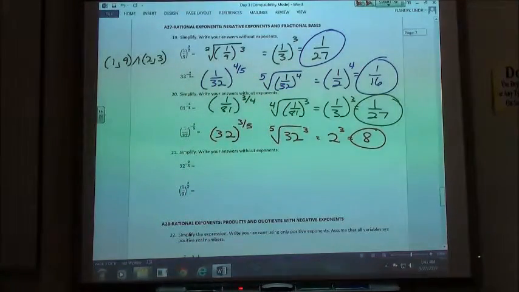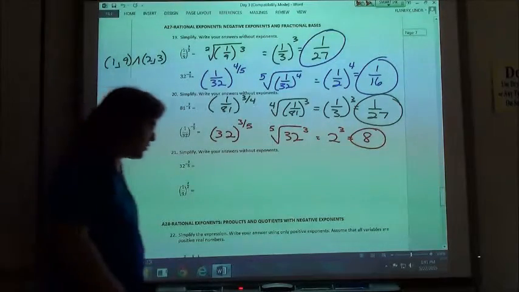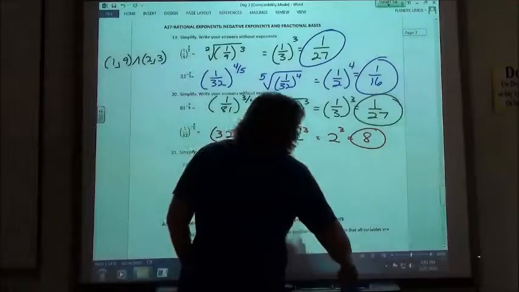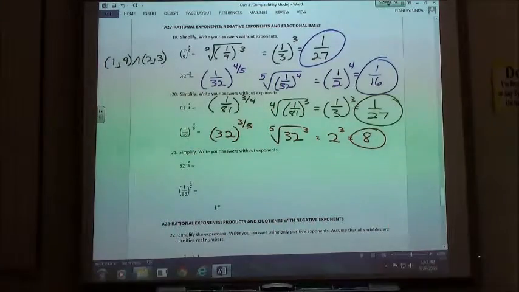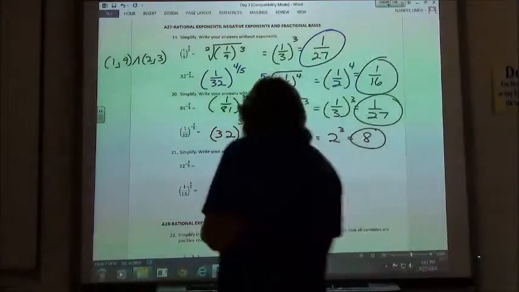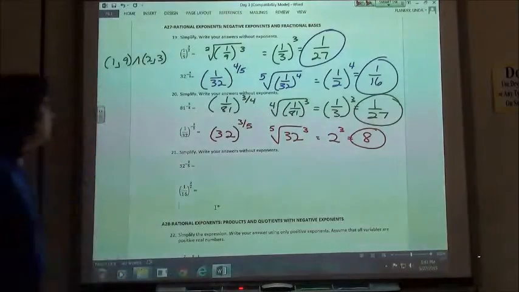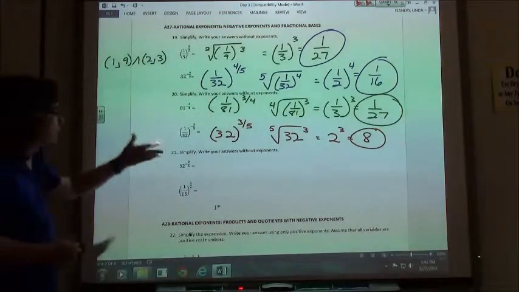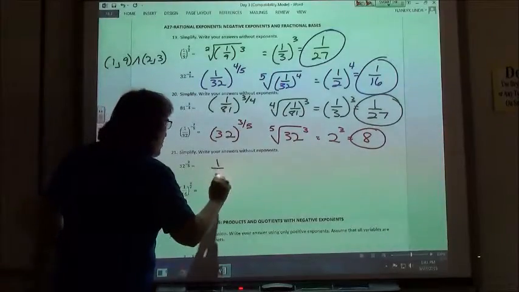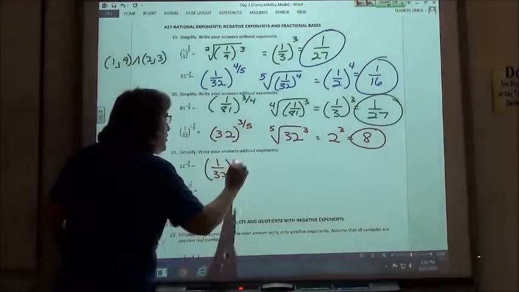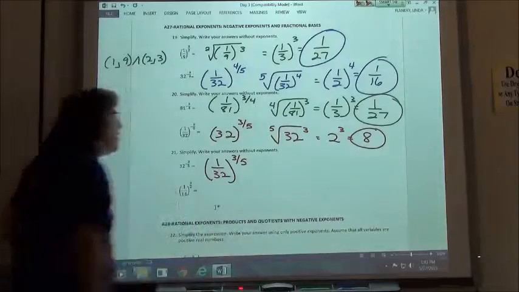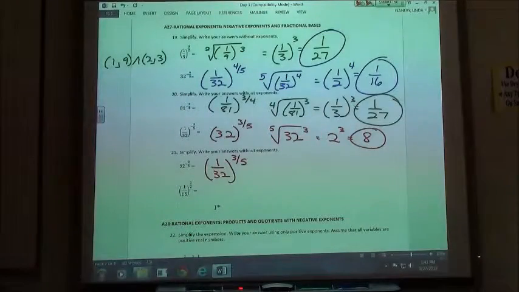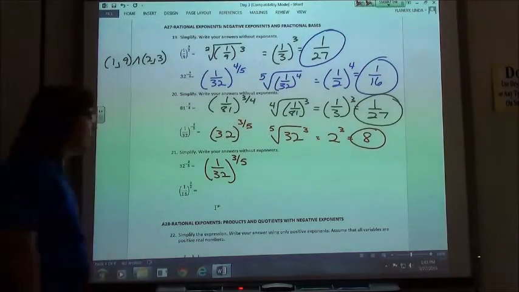In all of these, you should be able to punch into your calculator and check. Just make sure you're putting parentheses around the fractions when you put them in your calculator. So number 21 here, again, I look, I have 32 to the negative 3/5 power. Since my exponent is negative, I have to do the reciprocal. So I make it 1/32 to the positive 3/5 power. Now that my exponent is positive, I can go ahead and calculate that out.